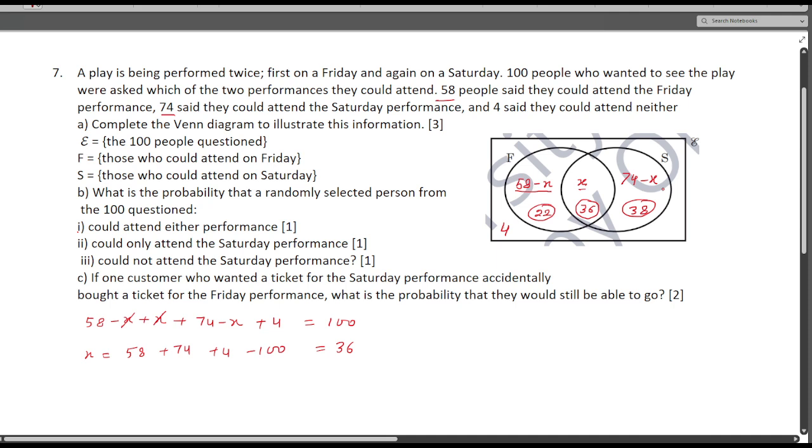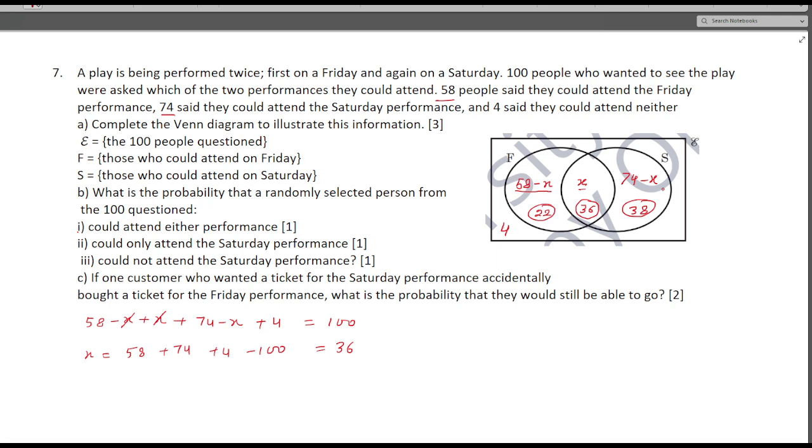Okay, now let us go to the question. The first question: complete the Venn diagram to illustrate this information. So this is what we did. Now F is those who could attend on Friday, S is those who could attend on Saturday. So the A part we did.